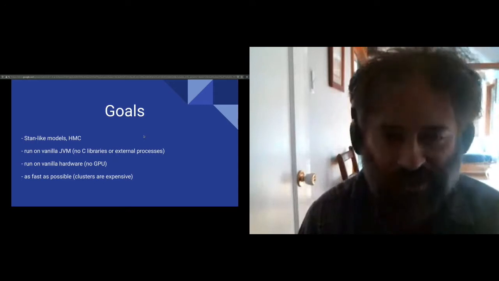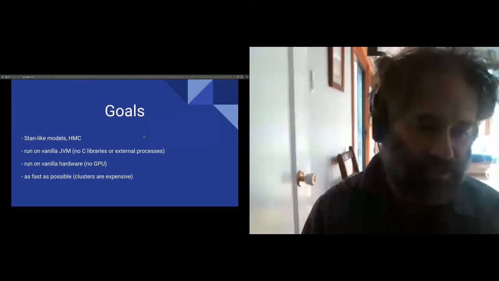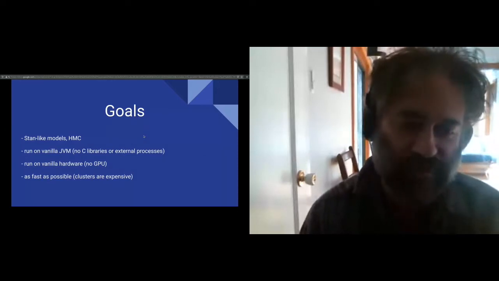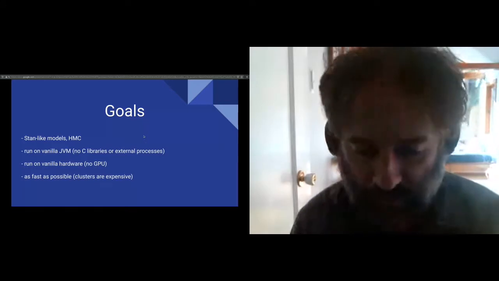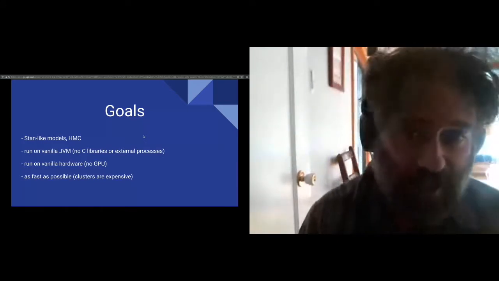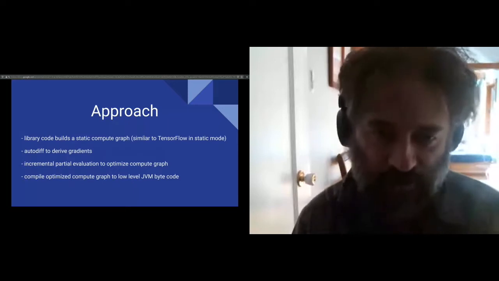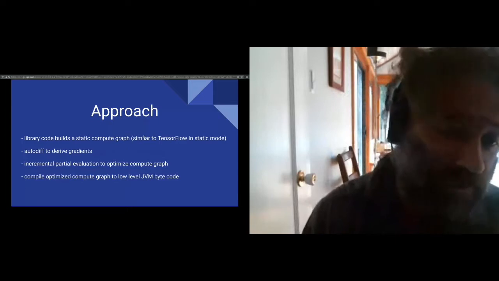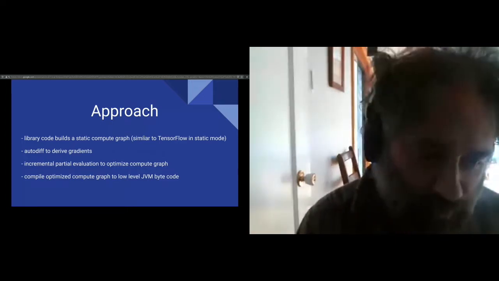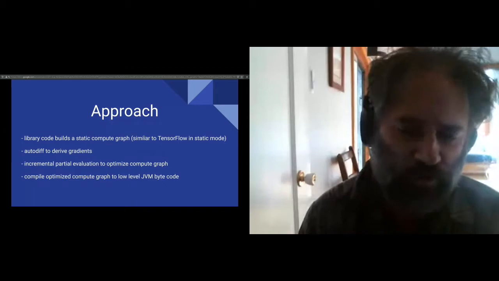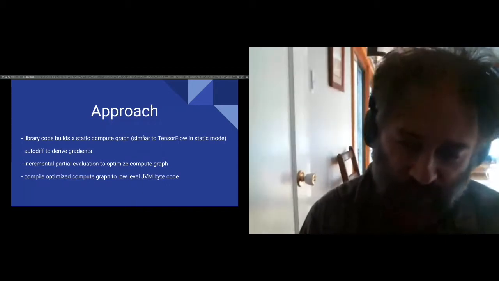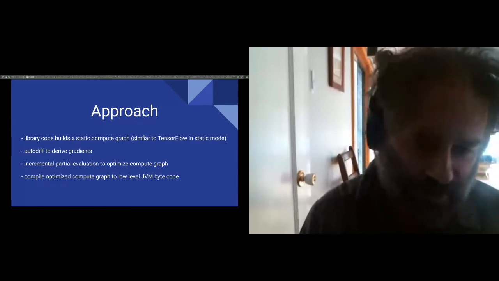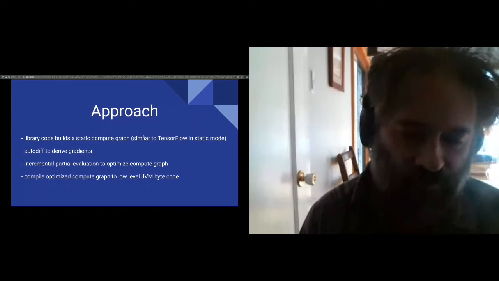And so the goals ended up being: we were targeting Stan-like models running with HMC for sampling, but we wanted to be able to run on vanilla JVM, on vanilla hardware, so notably no GPU, and still have performance be as fast as possible. The approach we took was to build a library in Scala, because that's the language that we were most comfortable with, that builds a static compute graph very similar to TensorFlow in its static mode, and uses autodiff, again a fairly vanilla autodiff.